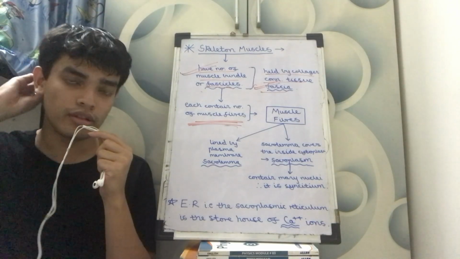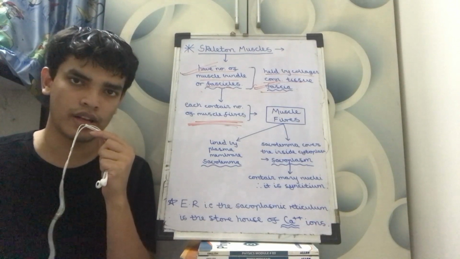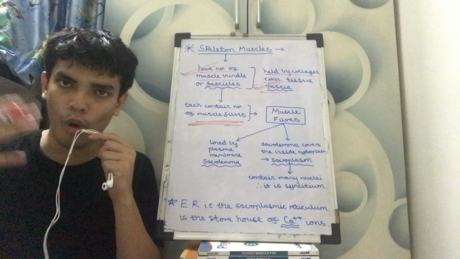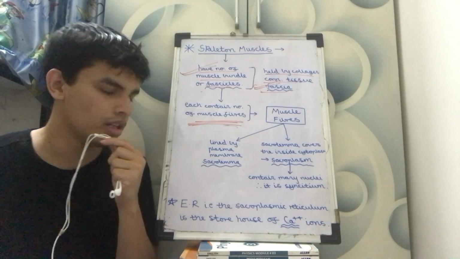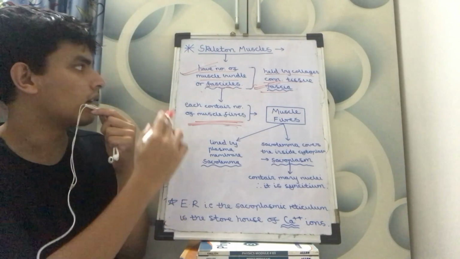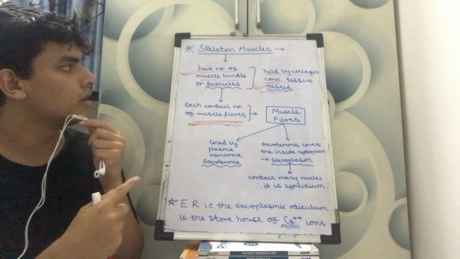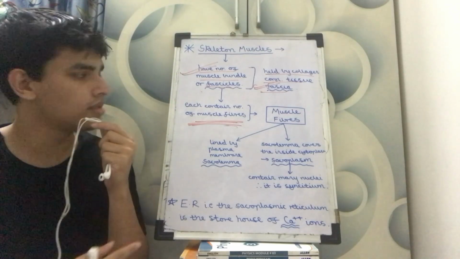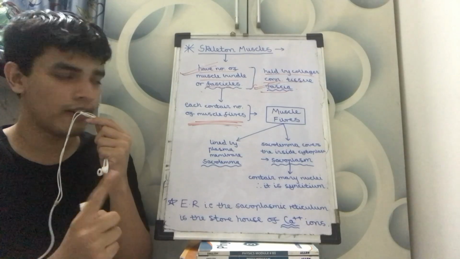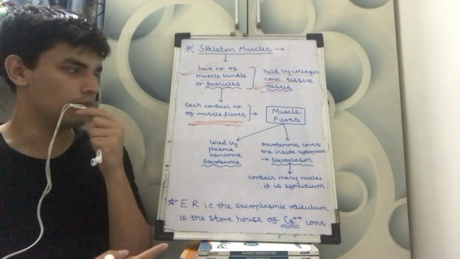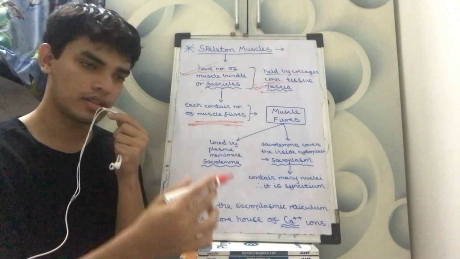So each fascicle has a number of muscle fibers. You understand, like a body has a number of cells, many cells. So it's like that. Skeleton muscles have a number of muscle bundles or fascicles. One fascicle has many muscle fibers. So the muscle fibers are now divided.